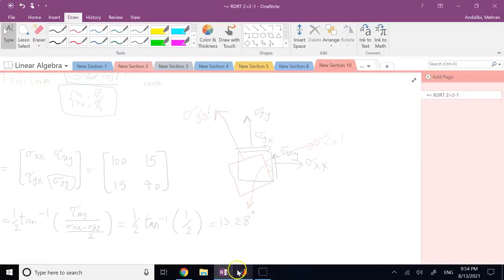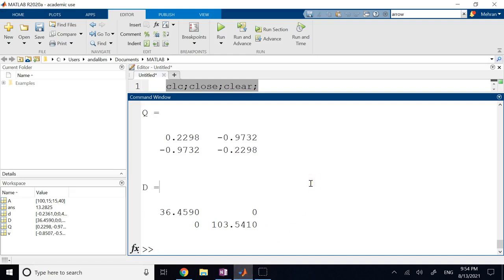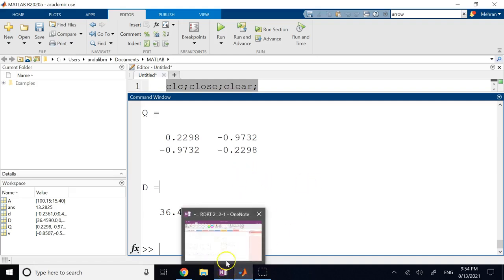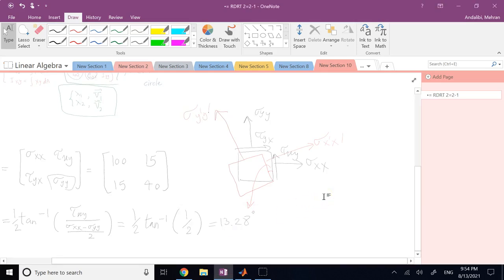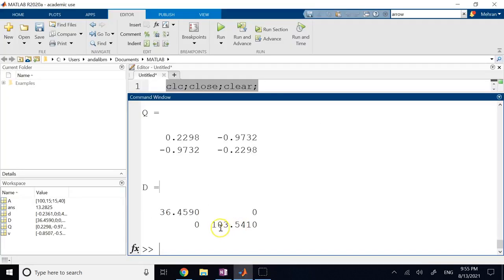So 13.28. First of all, which one should I look at? Since I'm looking into maximizing sigma x prime, this is where the x prime becomes max. So this one is equal to sigma max. Therefore, I should look into lambda max, and lambda max is here, the second one. One of them is 36, the other one is 103. So I'm going to look into the one corresponding to 103, and that's this negative 0.9732 and negative 0.2298.